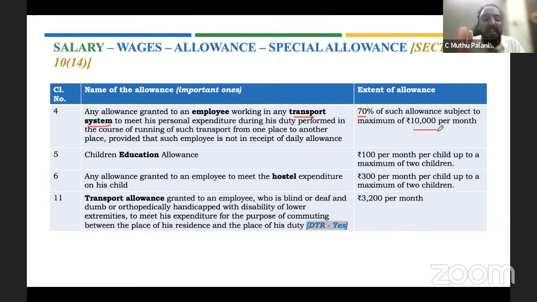In case it is 15,000, 70% will be 10,500. So how much is exempt in that case? 10,000. So the maximum is 10,000, but 70% is allowed. So that's what is being said.